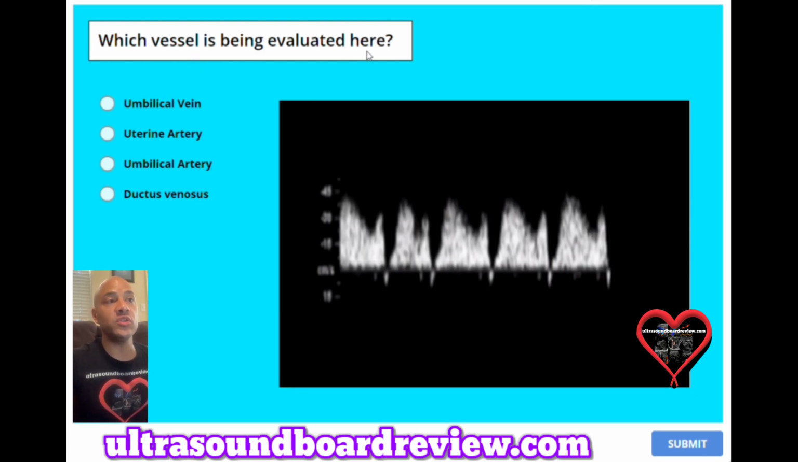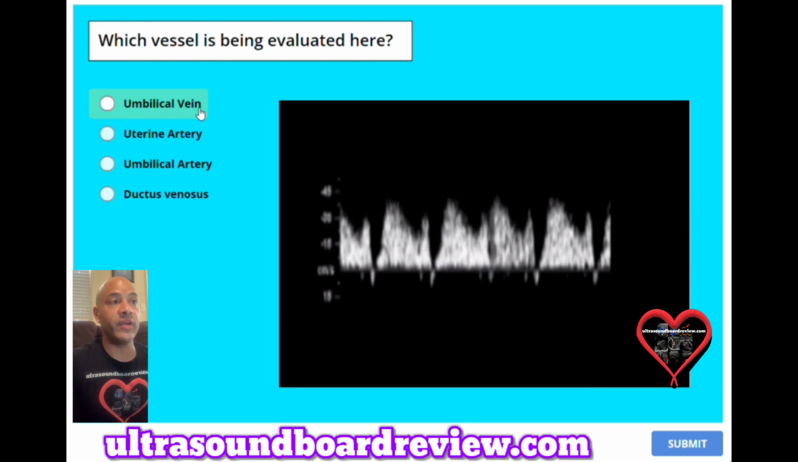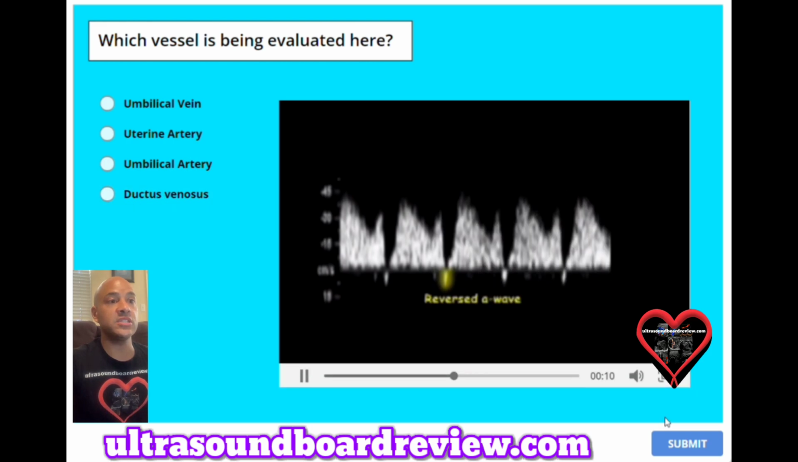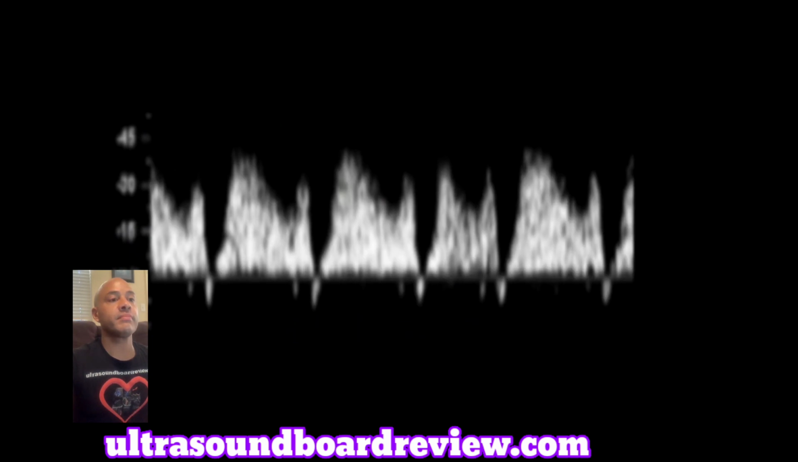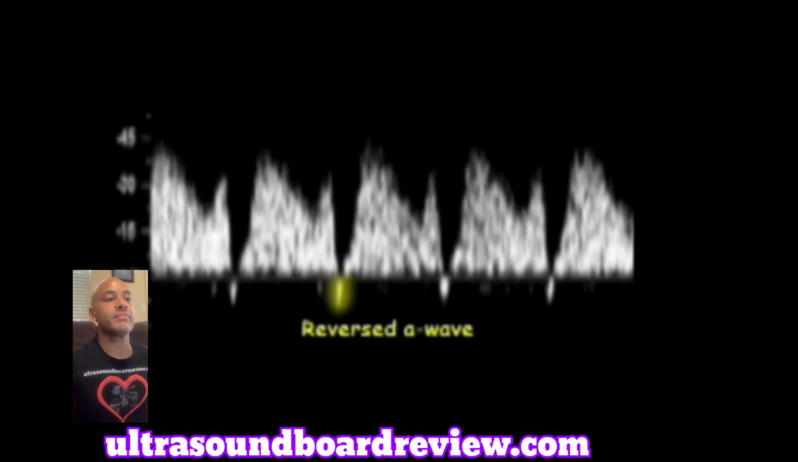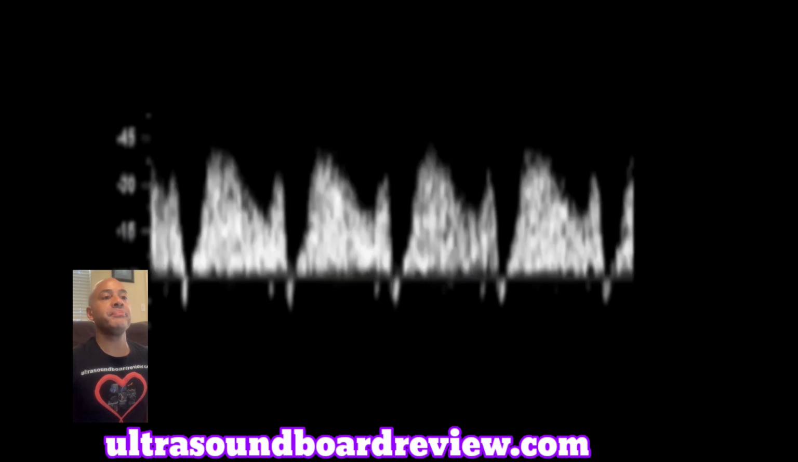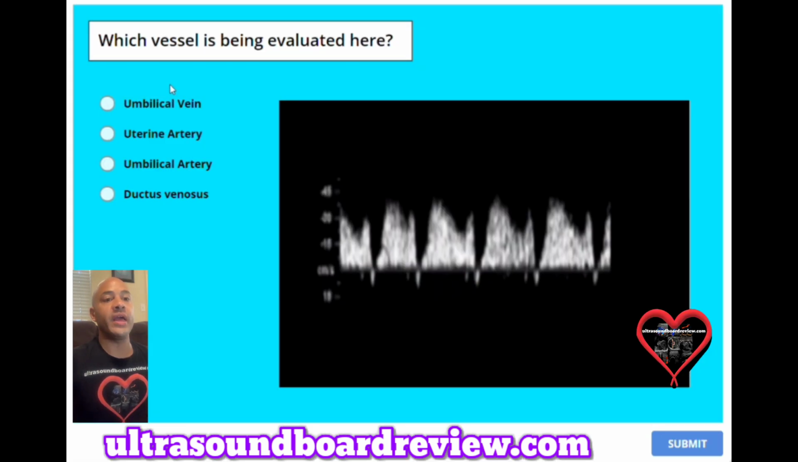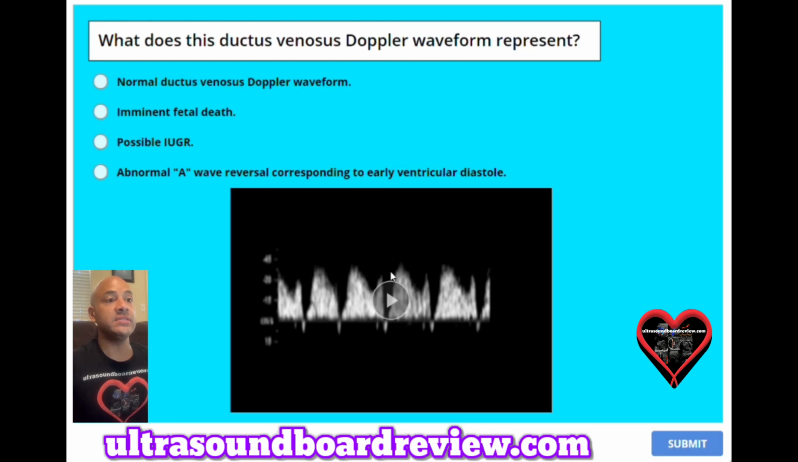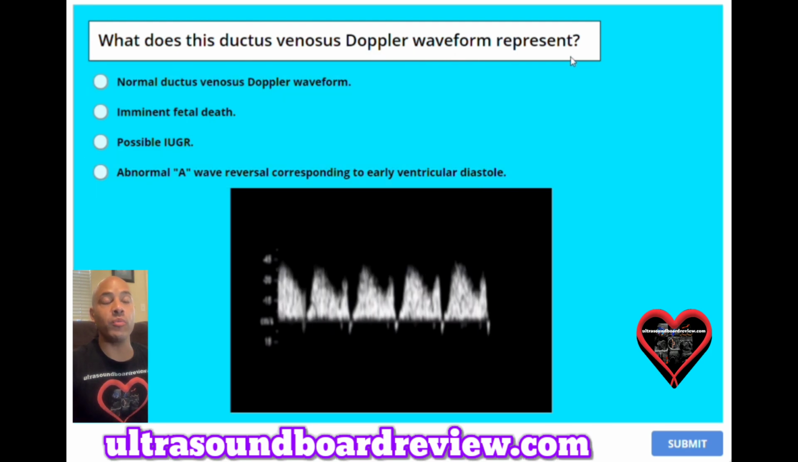Question 17. Which vessel is being evaluated here? A. Umbilical vein, B. Uterine artery, C. Umbilical artery, or D. Ductus venosus? The answer is D. Ductus venosus. Question 18. What does this ductus venosus Doppler waveform represent?